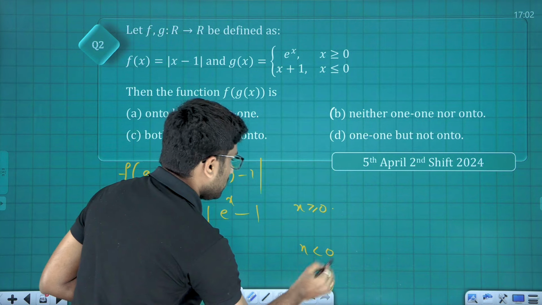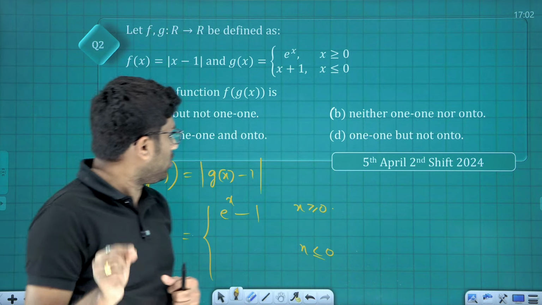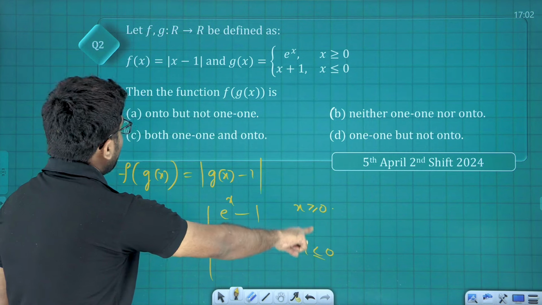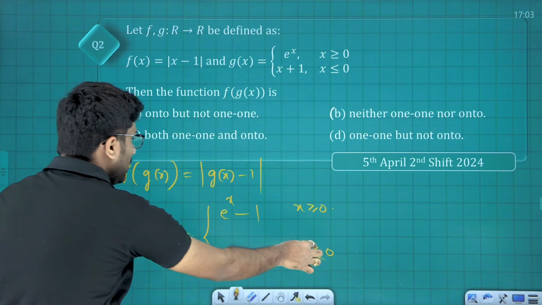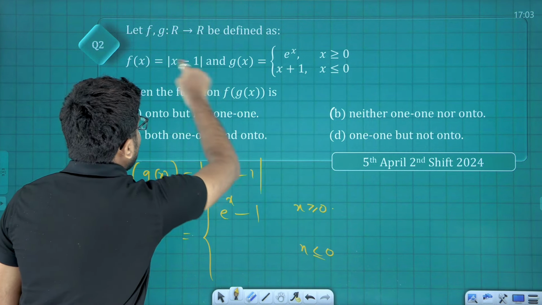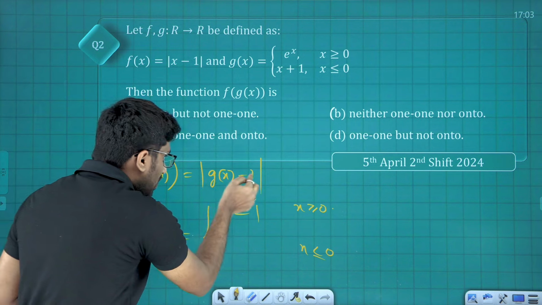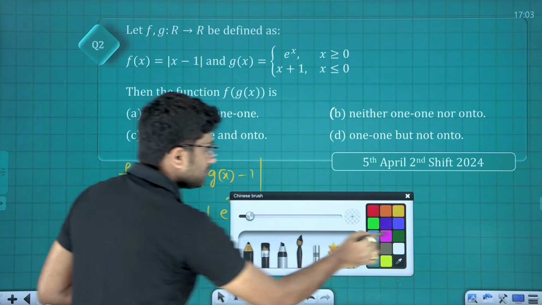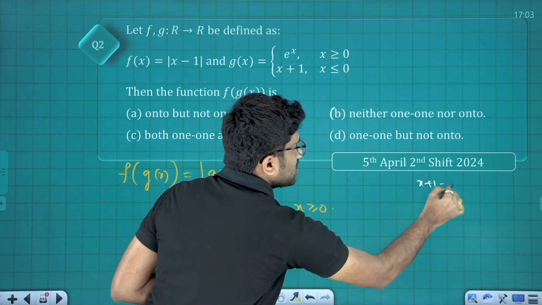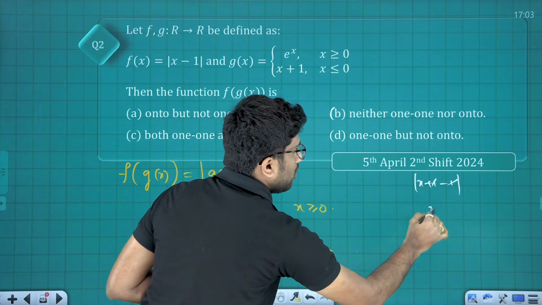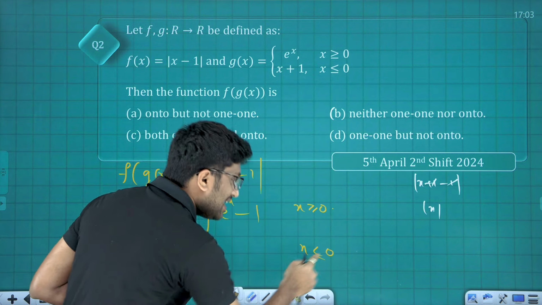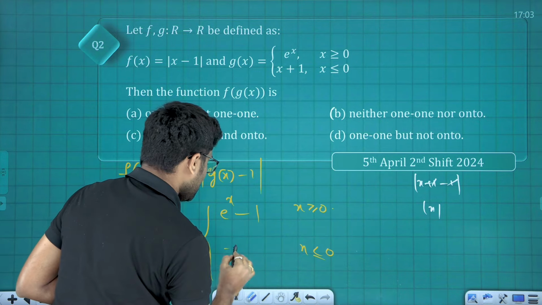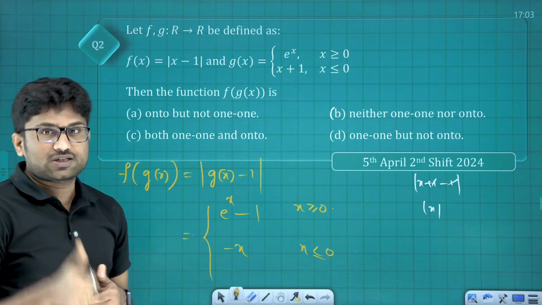Very good. Next, if x is less than or equal to 0, what happens? We put x plus 1 in place of g of x. X plus 1 minus 1, we have got mod of x plus 1 minus 1. The 1s cancel, we have got mod x. Now if x is less than or equal to 0, mod x is minus x, friends. Clear? Mod x is equal to minus x.